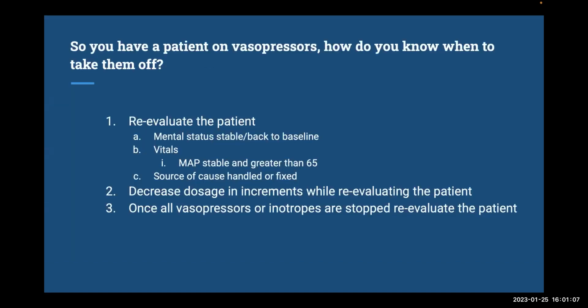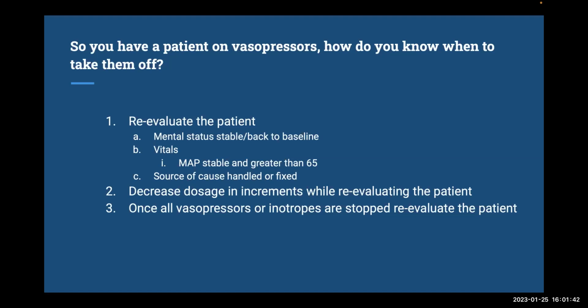Okay, so just trying to summarize, you have this patient on these pressors. So how do you know when you have to take them off? When you're reevaluating the patient, their mental status is stable, or at least back to baseline. Their vitals are stable, their MAP is stable, there have been consistent MAPs greater than 65. And then the source of the cause has been handled or fixed. Just because they've had stable MAPs, once you take them off the vasopressors, if the cause is still there, there is no telling how fast that patient is going to end up needing more pressors again.